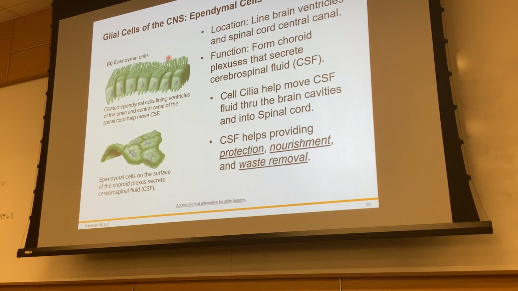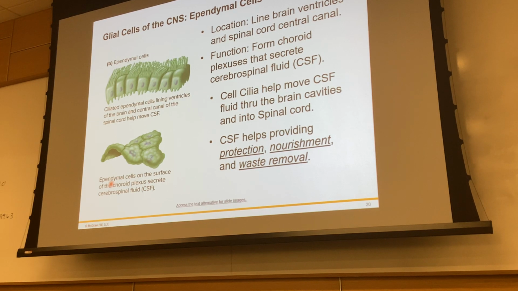The cilia allow the ependymal cells to produce cerebrospinal fluid. They take the plasma from blood, modify it, and then release the cerebrospinal fluid through exocytosis from the ependymal cells, and then the cilia move the cerebrospinal fluid around. They try to circulate it, and in the process of circulating it, the cerebrospinal fluid helps move material throughout the brain and the spinal cord, and it helps nourish and protect and remove waste.